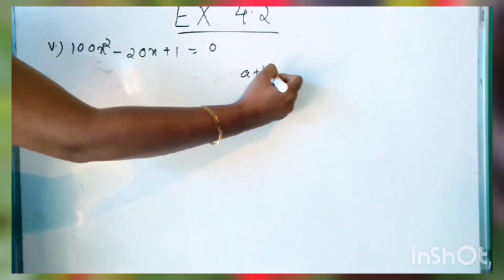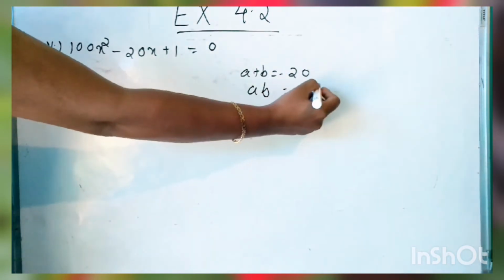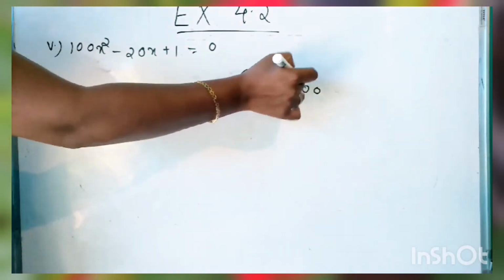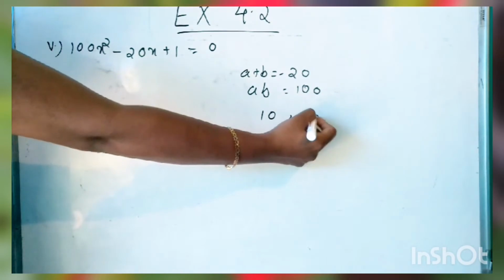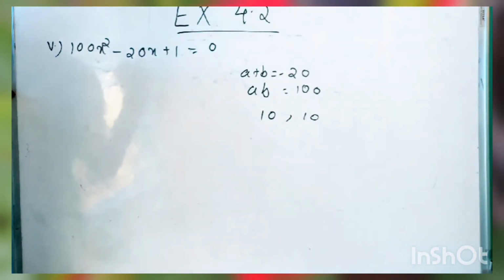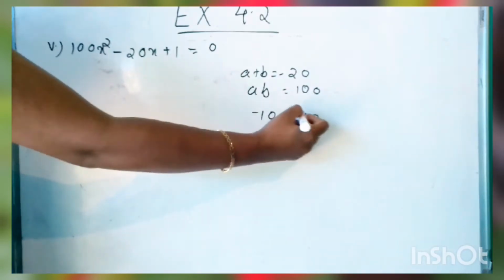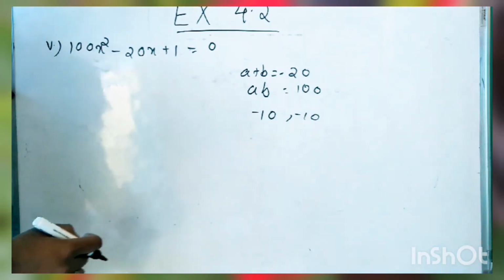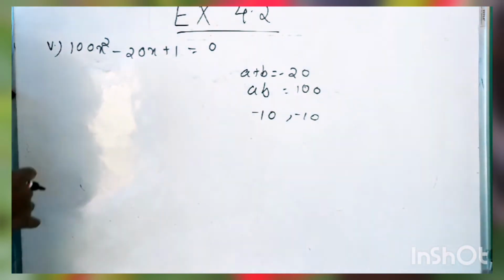Here a plus b is equal to minus 20 and ab is equal to 100 into 1, that is 100. So a plus b we need to get minus 20 and product we need to get 100. That is 10 into 10, that will give 100. But here 10 plus 10 we will get only positive 20. We need to get minus 20. So minus 10 minus 10. Minus 10 plus minus 10, that is minus 20. Minus 10 into minus 10, that is plus 100.